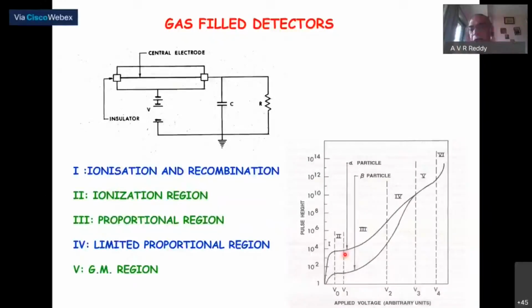With the increase in applied voltage, the pulse height starts increasing. A stage will come in this region, between V1 and V2, up to this point, where the pulse height goes on increasing but at a constant value at any given applied voltage. So there is a linear relation between the initial energy and the multiplication factor.